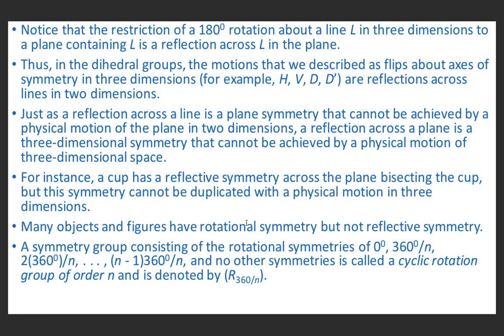For example, a cup has a reflective symmetry across the plane bisecting the cup, but this symmetry cannot be duplicated with a physical motion in three dimensions. Many objects and figures have rotational symmetry but not reflective symmetry. A symmetry group consisting of rotational symmetries of 0 degree, 360/n degrees, 2 times 360/n degrees, up to (n minus 1) times 360/n degrees, and no other symmetries is called a cyclic rotation group of order n, and it is denoted by R360/n.